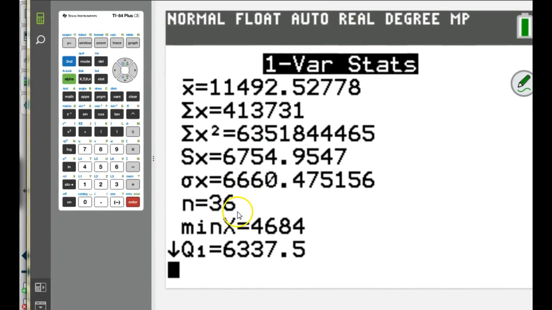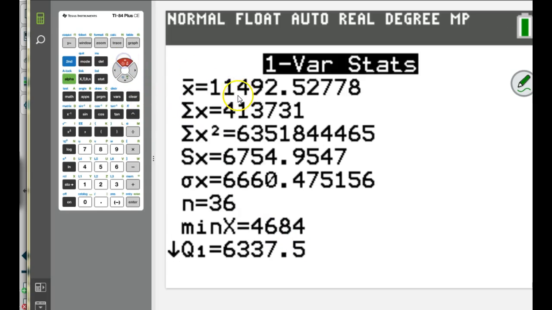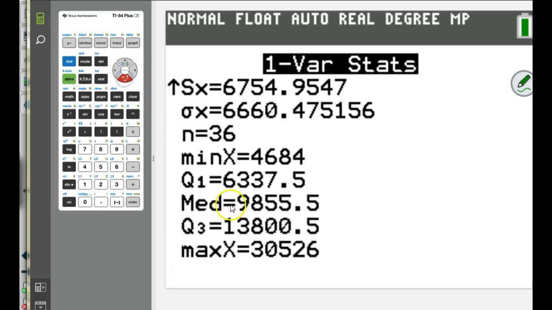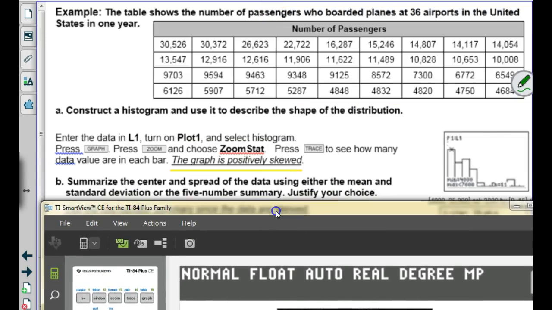And if we go down to the bottom, there were 36 items. The minimum was 4,600, and the maximum was 30,500. Okay, the median is 9,855, and the mean was 11,492. Are those the same or close? Would you say the mean and median are close together? Not really, probably. Okay. So therefore, it's probably going to have some kind of stretched out, skewed data.